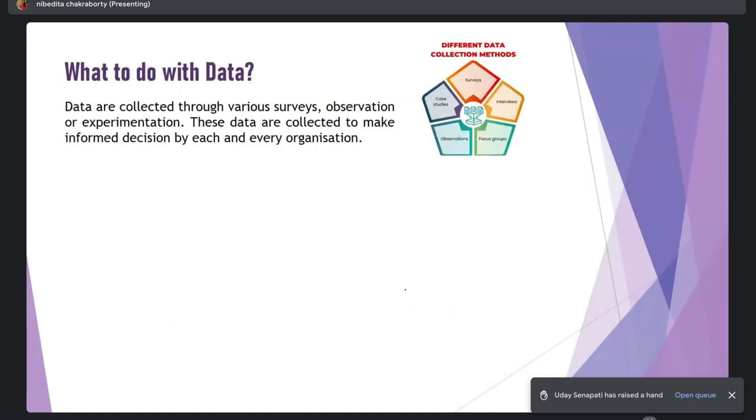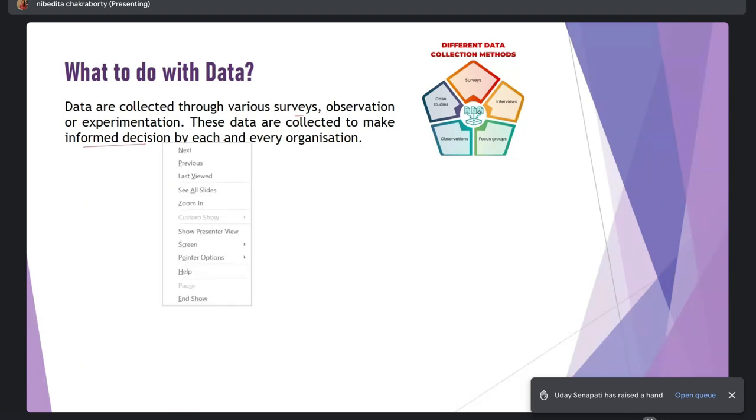So next we go to what do we do with this data. We have known what the types of data are and what different examples of data there are, but why do we even collect this data? Various surveys, observations and experiments give us data, and every organization collects it. Why? To make informed decisions.